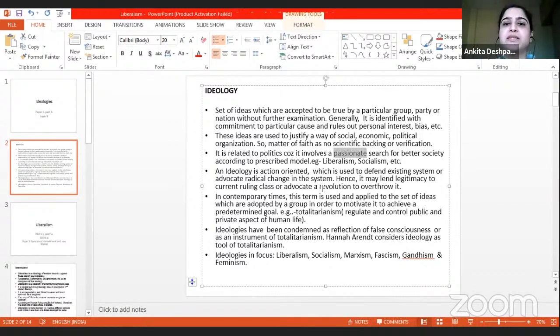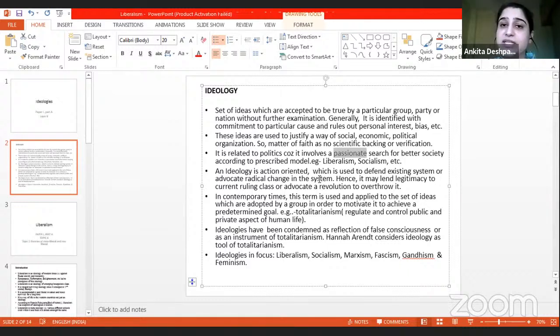Best example is Marxism. They were not happy with the exploitation of the working class that was happening. So he wanted to overthrow the state, overthrow the capitalist class and establish the dictatorship of the proletariat. Proletariat, in a sense, means the normal people who do not have means of production, who work as wage laborers. So basically, ideology is action oriented. It can defend an existing system, or it can even advocate radical change in the system.